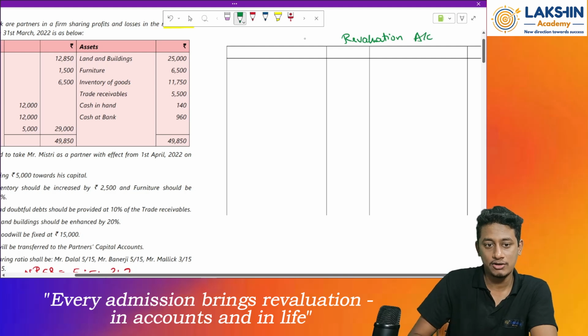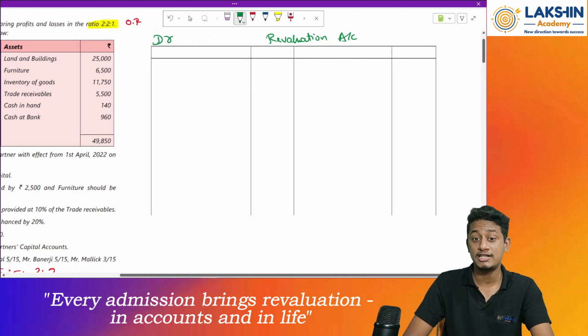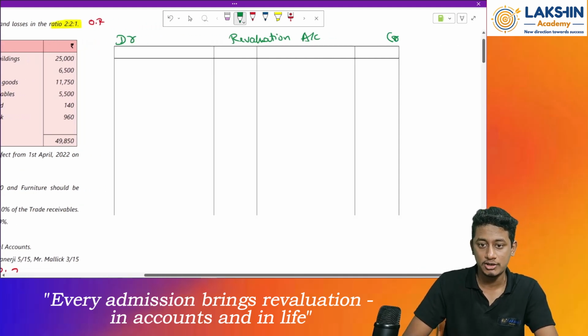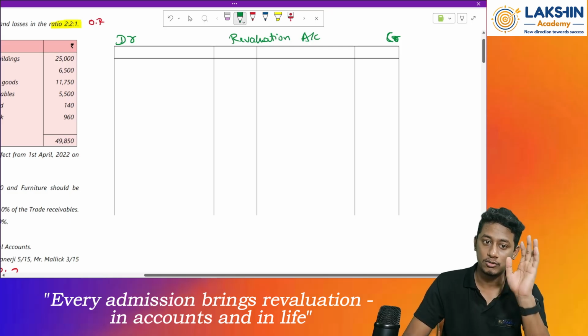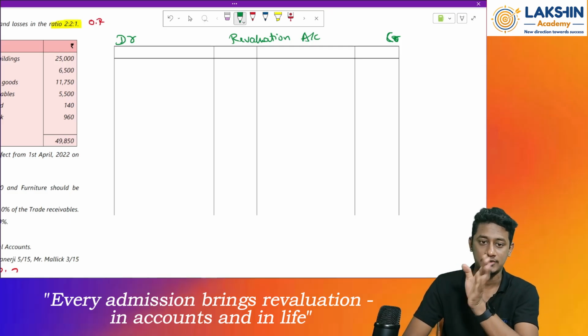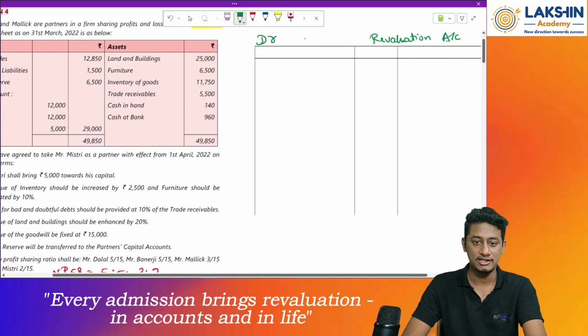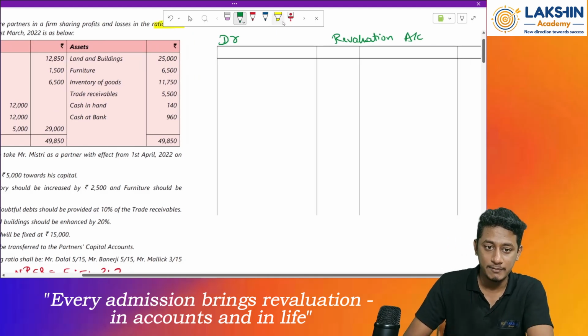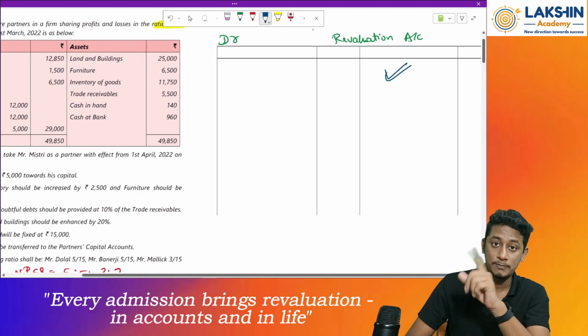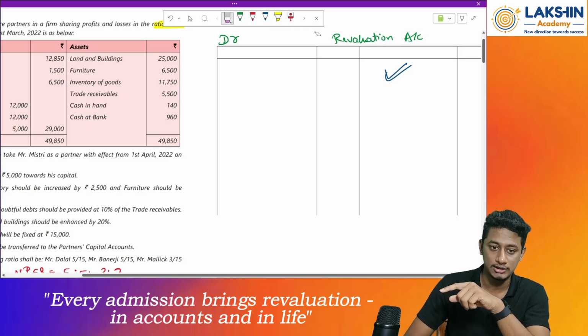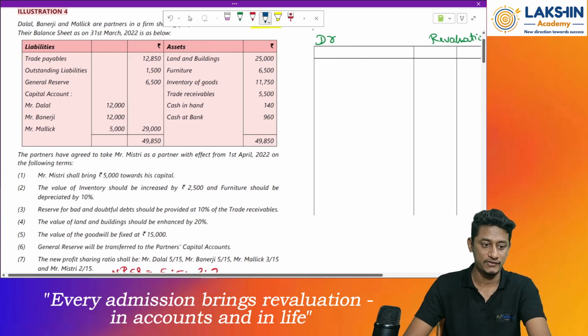See, revaluation account is also called the profit and loss adjustment account. Remember this, okay? Because the terminologies might change here and there, but preparing the whole thing remains the same. That won't change. Clear? Okay. Now let's start. See, whatever gains are there will be on the credit side. But whatever losses are there will be on the debit side. Okay, let's start. So let's go with the first one.